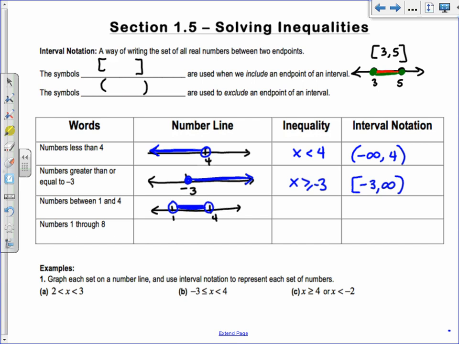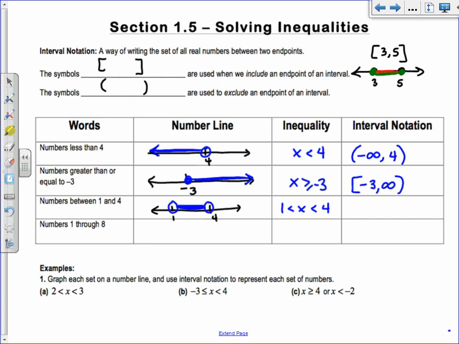And then we're going to have everything in between. All right, so in inequality, it's a little bit harder to write this. This is one where the x is like sandwiched in between. So it's going to be 1 is less than x, but it's less than 4. Okay, so you're kind of breaking it up into two pieces.